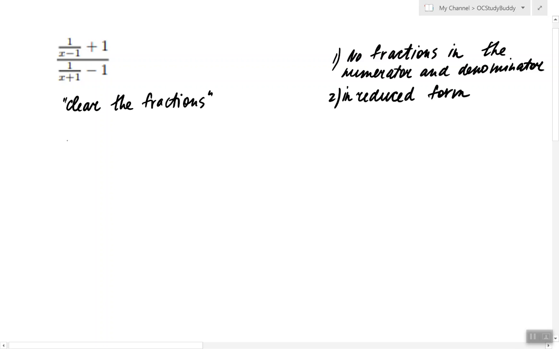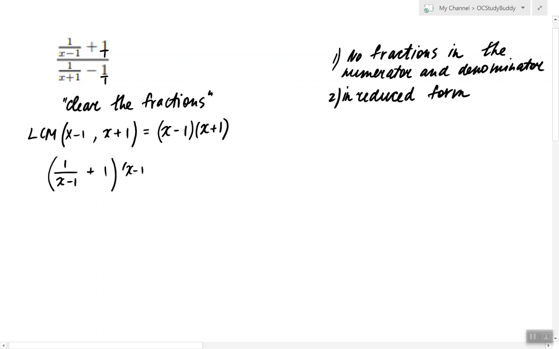In this method, we consider all the denominators. In this case, all the denominators are here: x minus 1 and x plus 1. And we're going to find the least common multiple of all of these denominators. Since they have no common factors, the least common multiple will be simply the product of the two. And now we're going to take our fraction and multiply the numerator and the denominator by that LCM that we just found earlier.